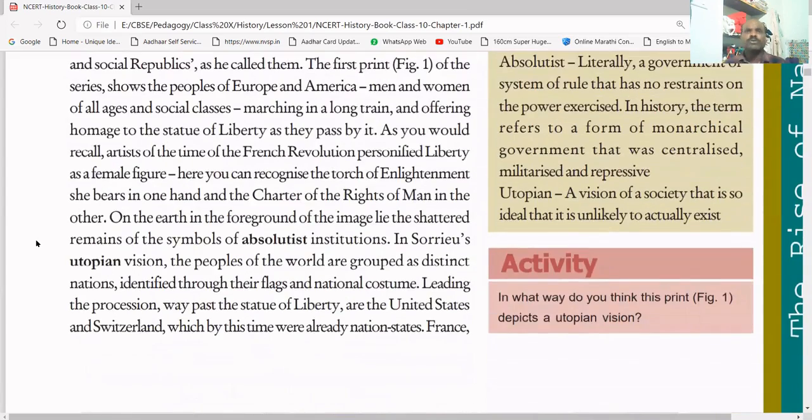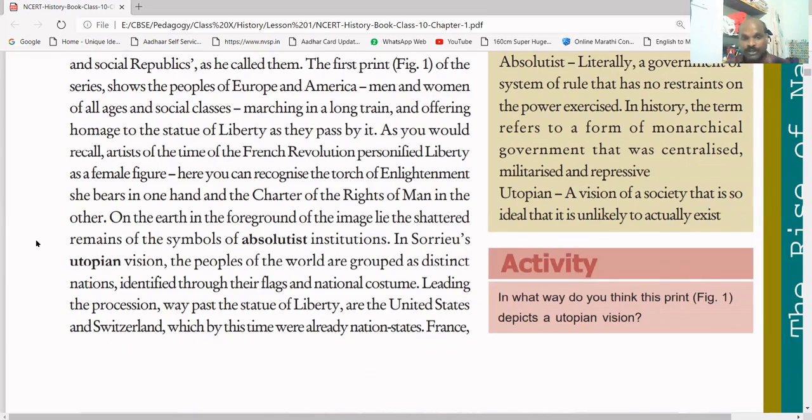Then we see that this is utopian. Everybody calls it Sorrieu's utopian vision, because it may not happen in real life, but it did happen. This print was made some 200 years ago. People across the world never thought that all the kingdoms would one day disappear and nations would come in the place of the disappeared monarchies. Now almost all countries are nation states. That is a reality. At that time, people called it a utopian vision of Frédéric Sorrieu.